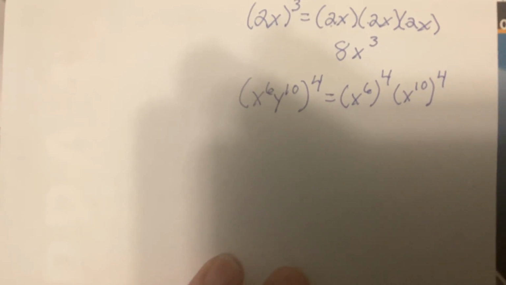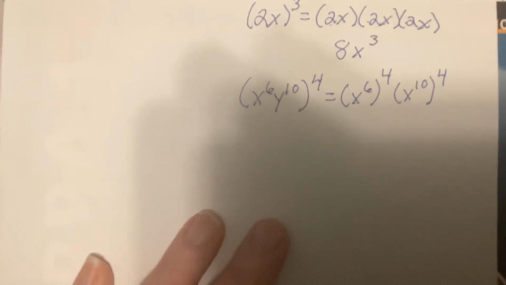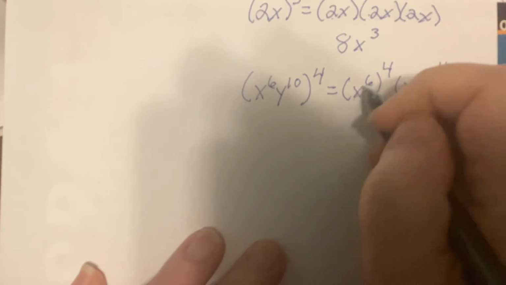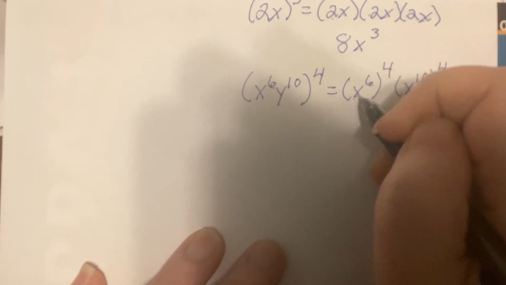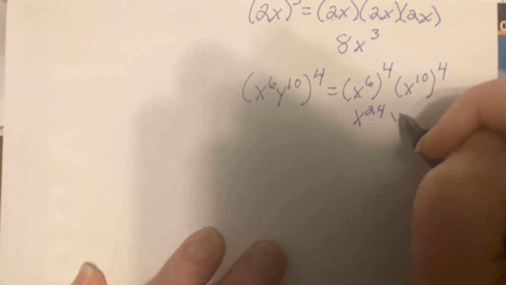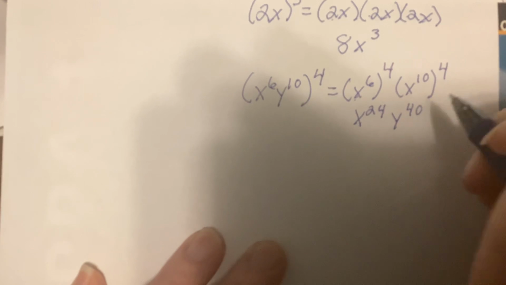I don't know why this is such a bad picture. So, the rule is when you have a base to a power raised to another power, you multiply. So it'd be x to the 24th, y to the 40th.